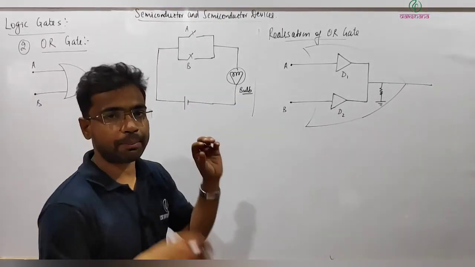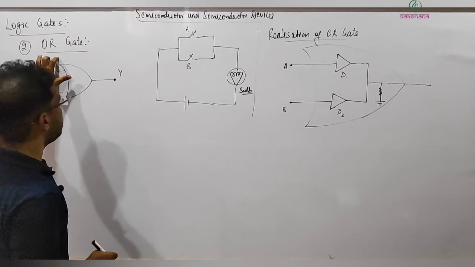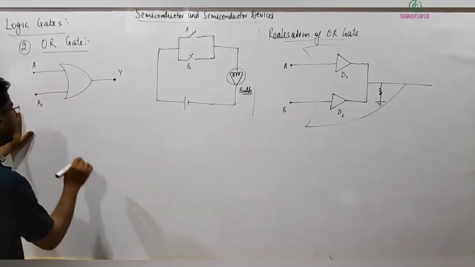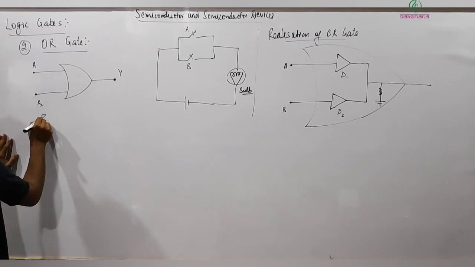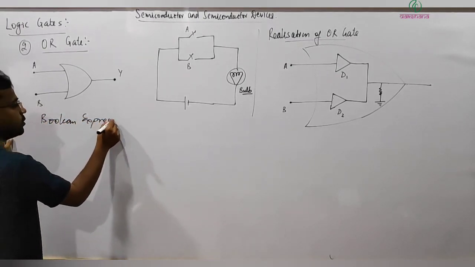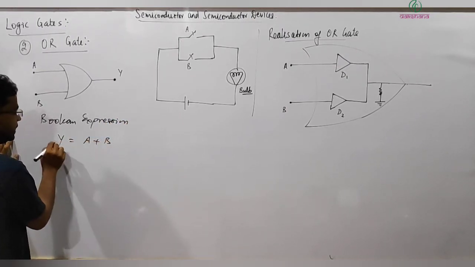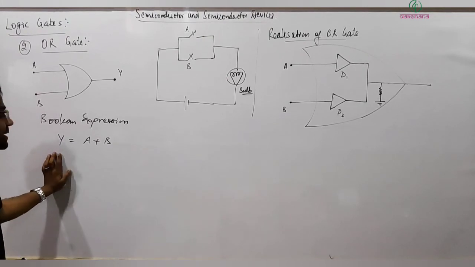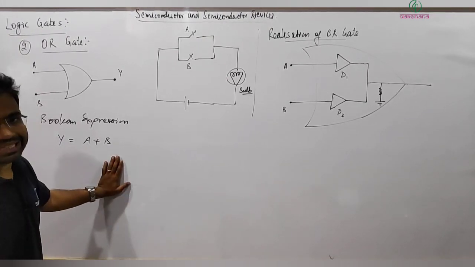This is one particular type of operation, and it can be done with the OR gate. So for the function of the OR gate, we write the Boolean expression for the OR gate. Y is given by A plus B, read as Y output is equal to A or B.